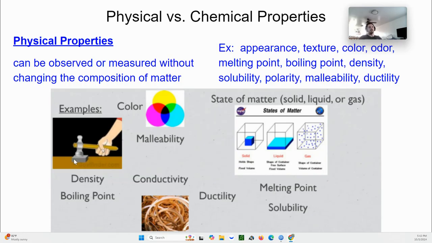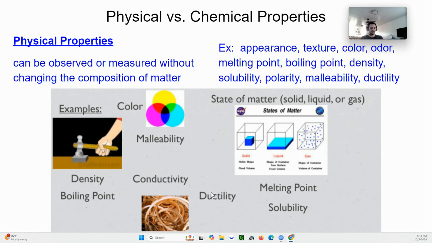All right. Density. Density is the mass per volume. So the mass per volume. How much mass in a given volume? Boiling point. Boiling point is the temperature at which it turns from a liquid to a gas. Conductivity. Conductivity is how well it conducts electricity or heat. So we use that word conductivity for both heat and electricity.